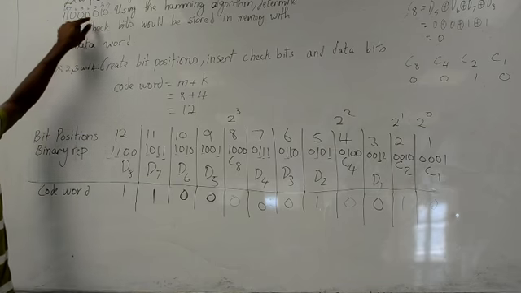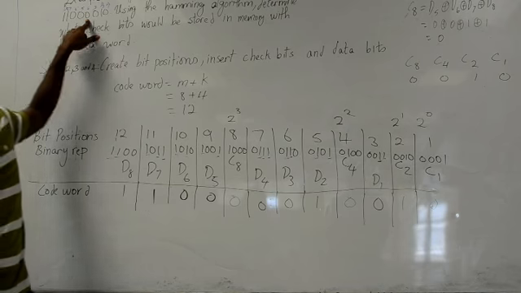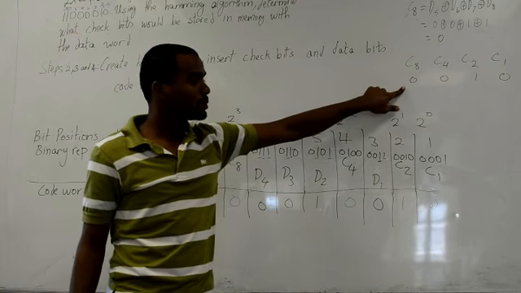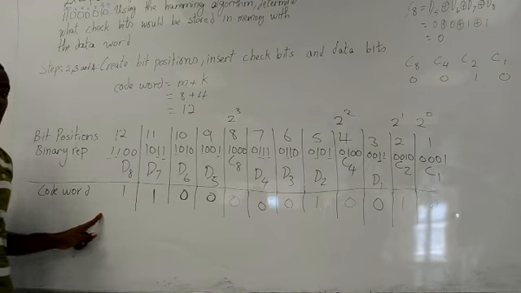So we started out with 8 bits for our stored word, and we added our 4 check bits. So now instead of 8 bits, we have a code word of 12 bits being stored in memory.